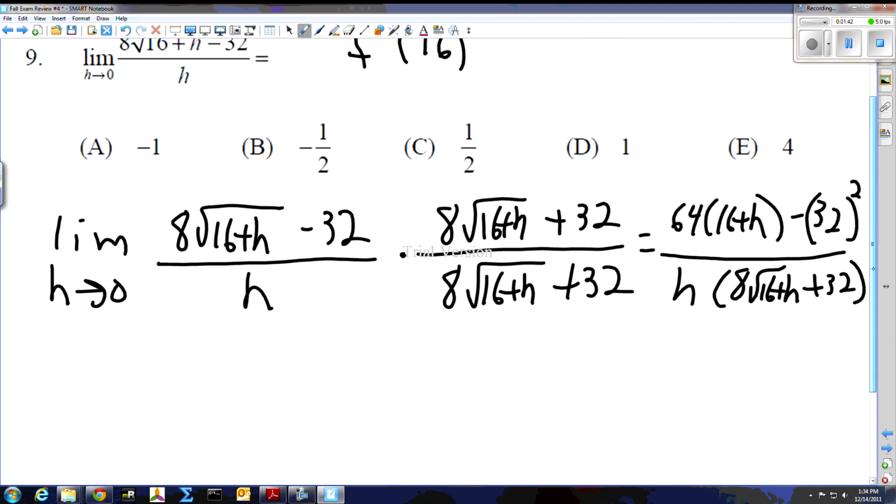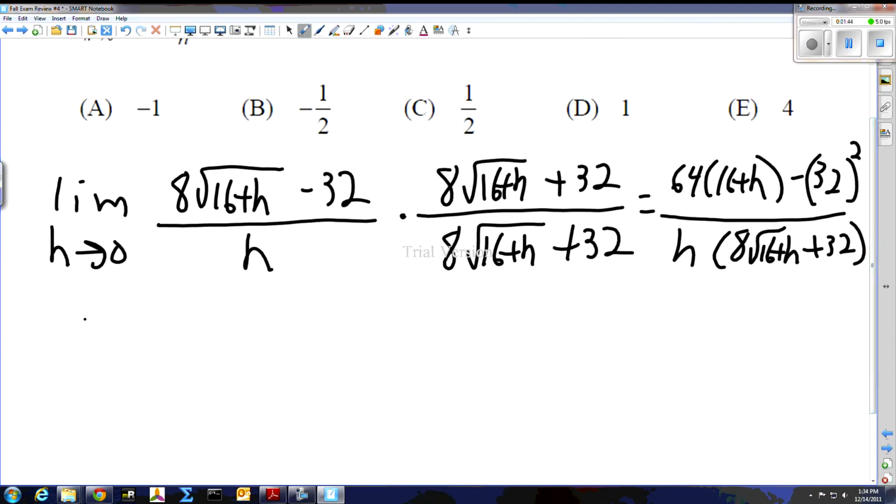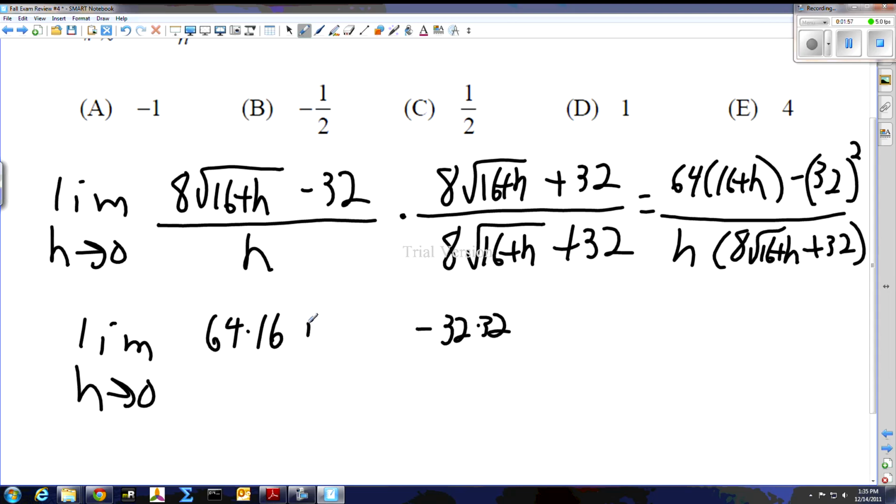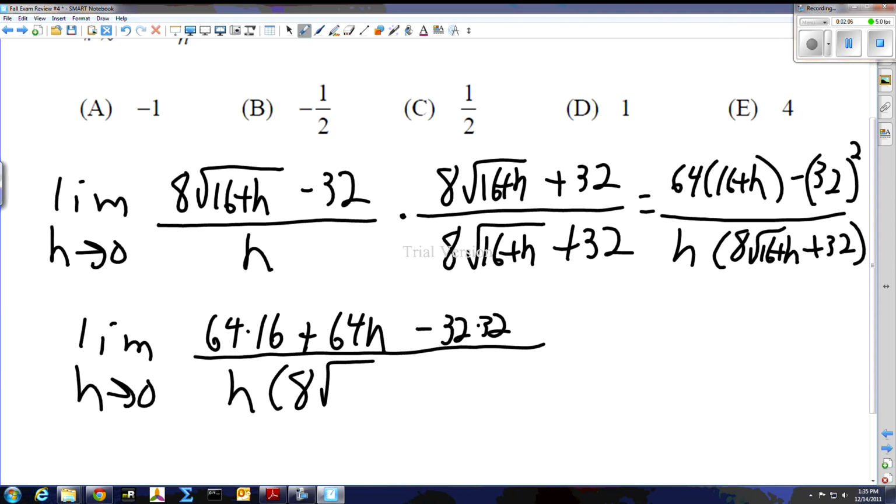Alright, so now if we look at this, 64 times 16, and you can verify this with your calculator, if you multiply 64 times 16, you're going to get the same thing as 32 times 32. So those two are going to cancel out, and we will just have 64h left in the numerator. And in the bottom, we still have our h and this parentheses here, which still looks rather ugly to have to evaluate. But now that we've got just 64h left in the numerator, because this and this cancel, we can also cancel this h here with this h, so now we're left with something that we can evaluate.